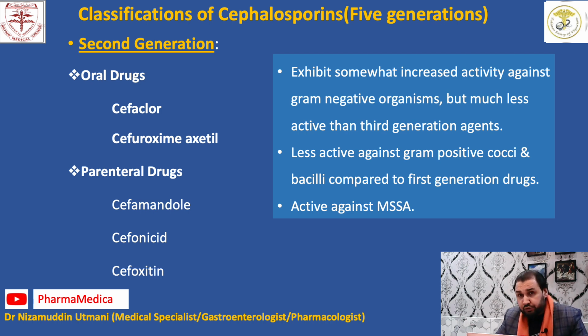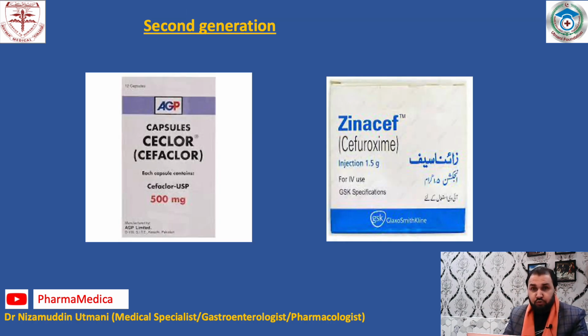So the second generation is active against gram-positive organisms, but not as effective as the first generation. They are also active against gram-negative organisms, but not as effective as the third generation. Zinacef (cefuroxime) is a very good drug. It is used for genitourinary infection. It reaches a higher concentration in bile, and we can use it for biliary colic, acute cholecystitis, or biliary infection.